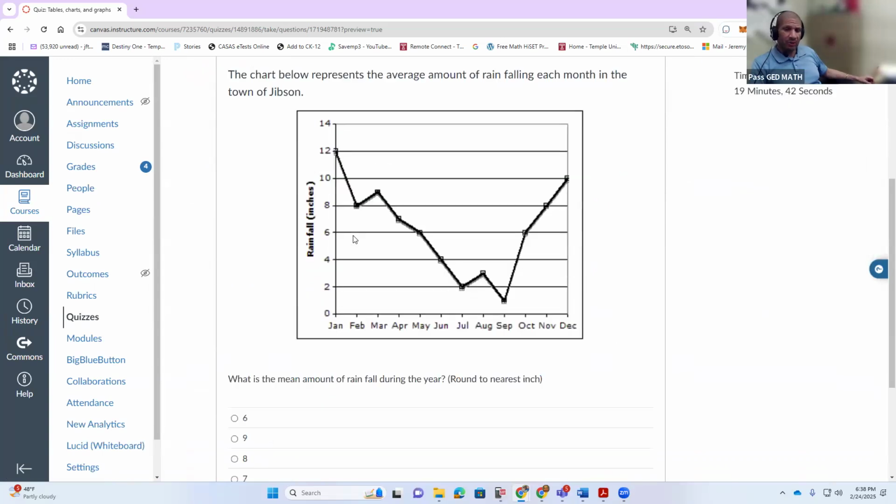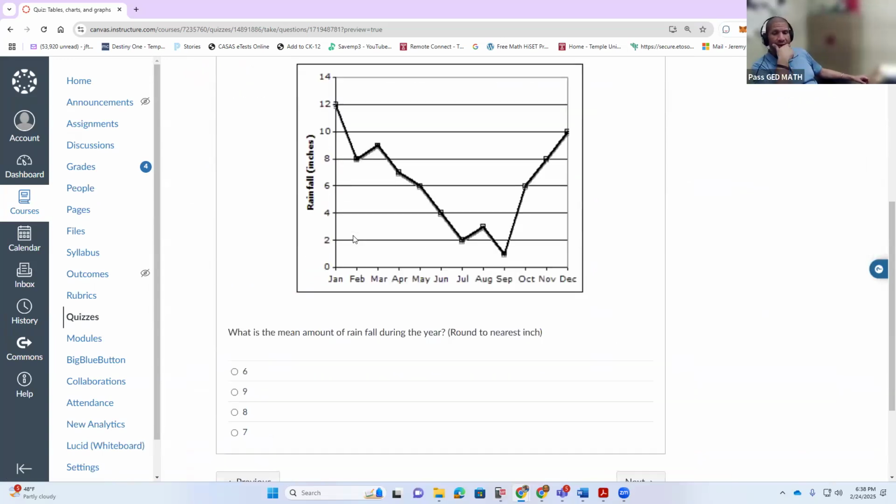What is the mean amount of rainfall during the year? So finding the max was easy, but this is a little different. What is the mean amount of rainfall during the year? Round to the nearest inch. Is it 6, 7, 8, or 9 inches? What I know about the mean, I know you add all the numbers and then divide. What numbers are you adding?